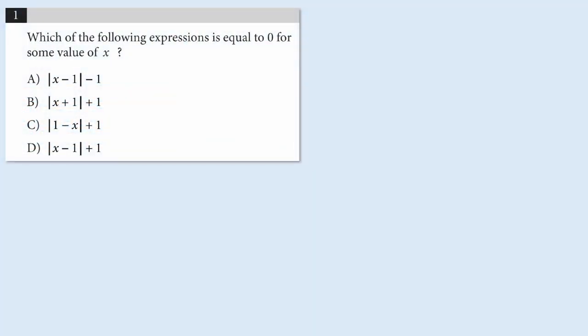The problem says, which of the following expressions is equal to 0 for some value of x? So have a look at this and see what you can do. If you're not sure how to approach it, you can even just take a guess. And in about a minute or so, we'll have a look at it together.